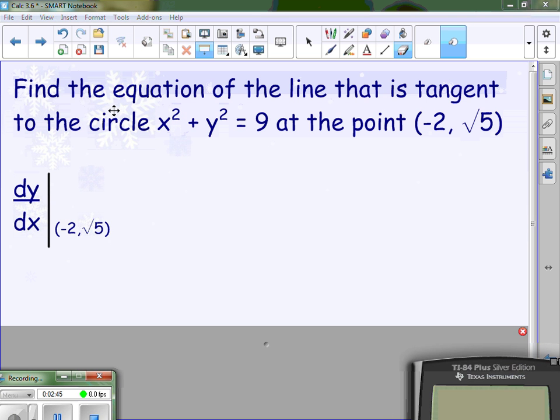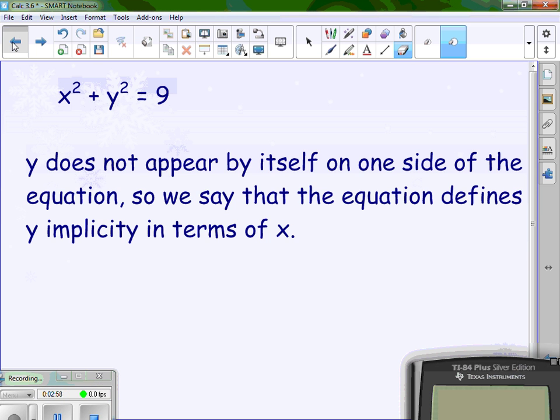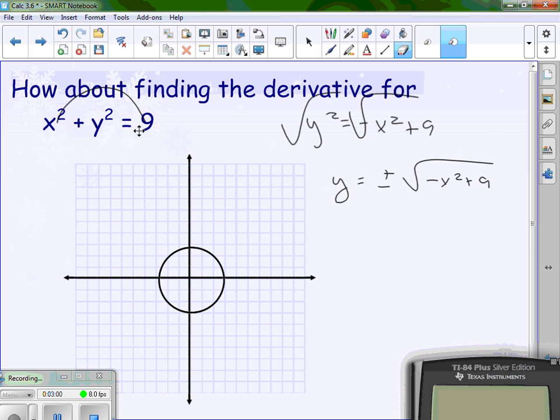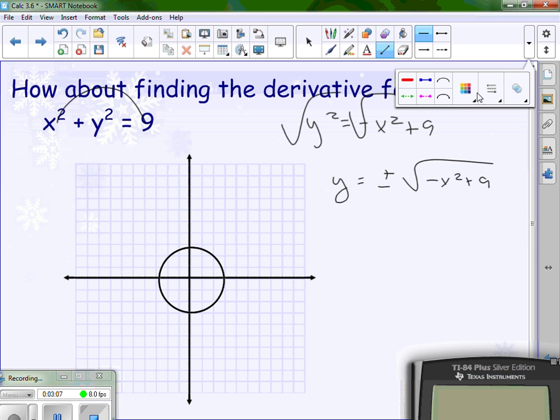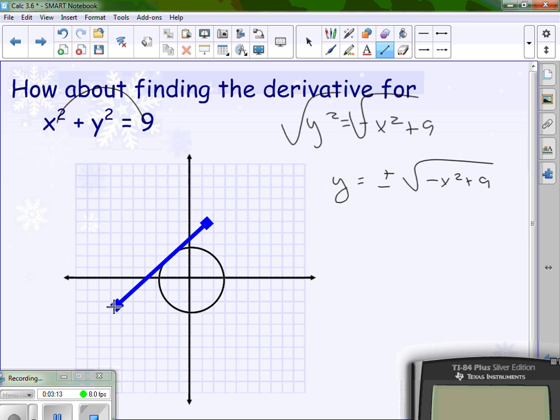All right, here's the equation. We need to find the equation of the line that is tangent to the circle we were talking about, x squared plus y squared equals 9, at the point negative 2, square root of 5. I'm going to flip back for a quick second. So here's our circle. What was the number? Negative 2? All right. There's a line that is tangent at that point.